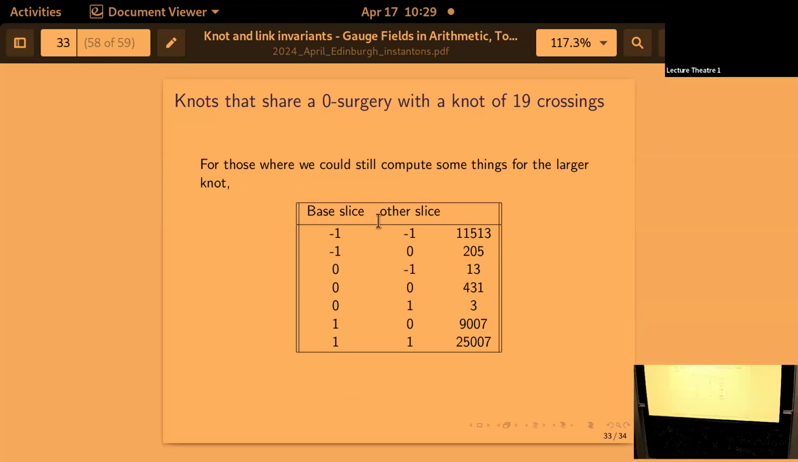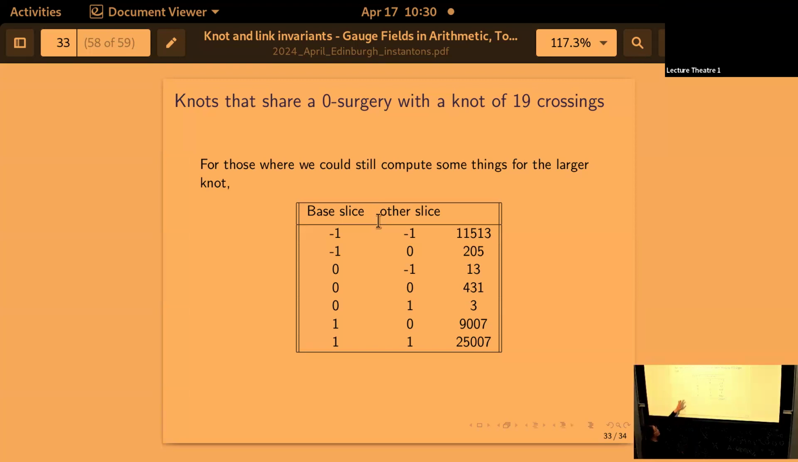So we looked at whether our knot had, this "base slice" means the sliceness of the one that's 19 or fewer crossings. "Other slice" is the sliceness of the larger one that shared a zero surgery. We were not able to find a counterexample to the smooth four-dimensional Poincaré conjecture, but this is the data of what we could do with this.